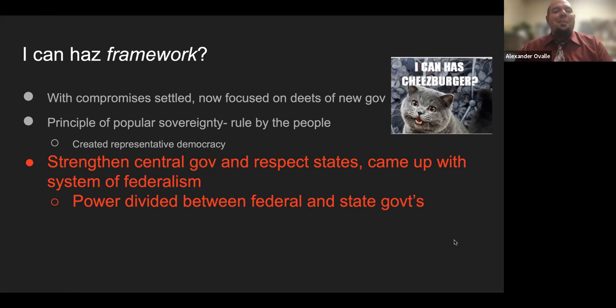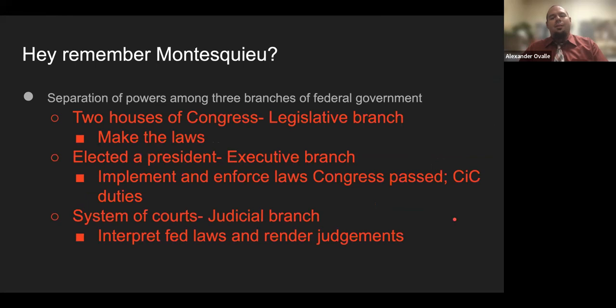With compromises settled, they now focus on the details of the government. There's a principle of popular sovereignty, the rule by the people. It's going to create a representative democracy here in America. They wanted to strengthen the central government and respect the states. So they came up with a system of federalism. Federalism is the power divided between federal and state governments.